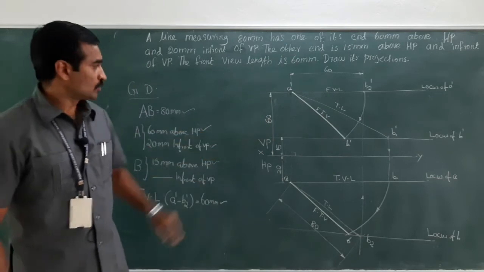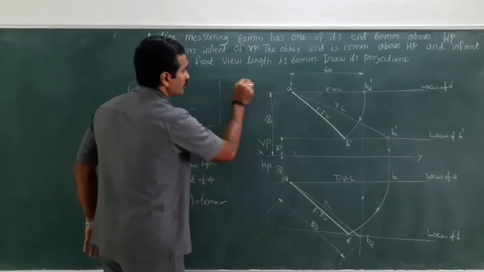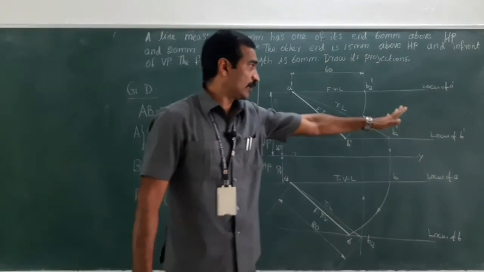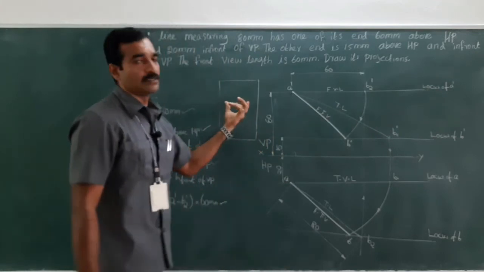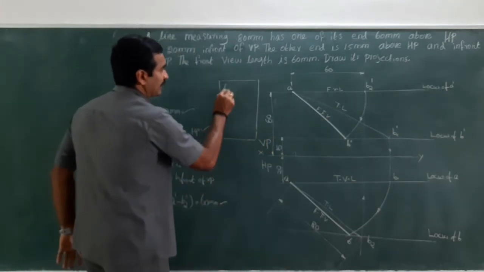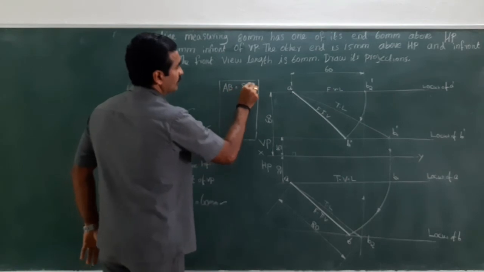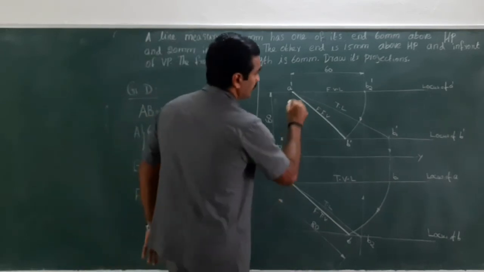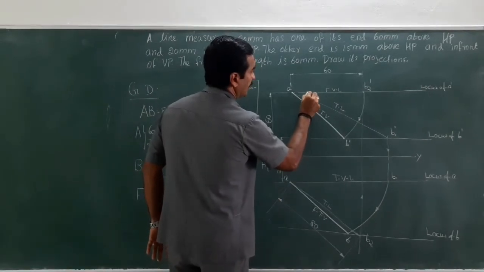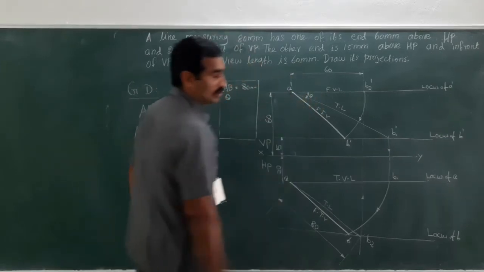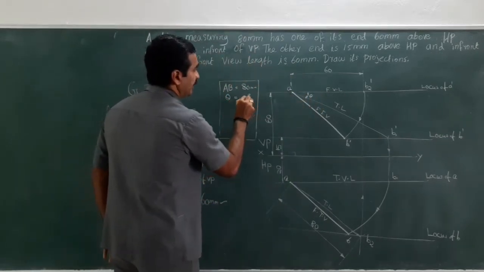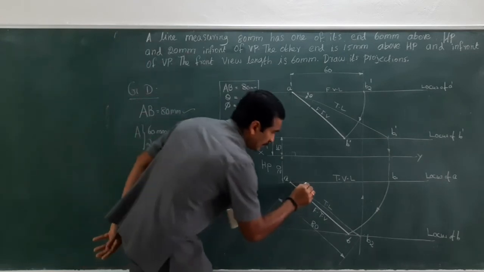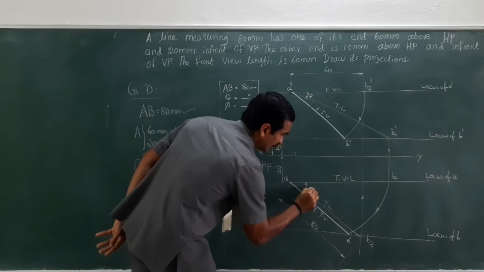What is next? You'll have to open up a box on the right side of the drawing. Since I don't have sufficient space over there, that's the reason I'm just mentioning it here. What are the details that should be captured here? AB, the true length, is 80 mm, and theta is nothing but the true inclination with HP, which should be in degrees, and phi, which should be in degrees, that is nothing but the true inclination with VP.